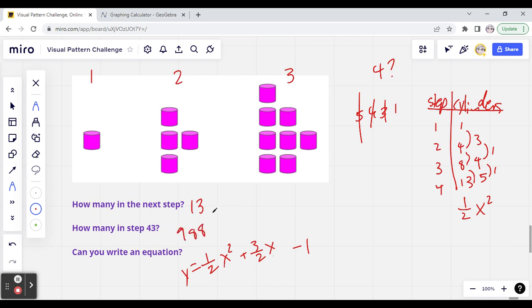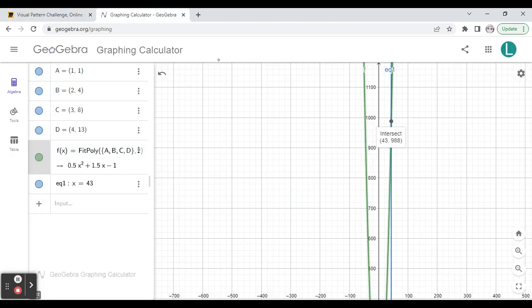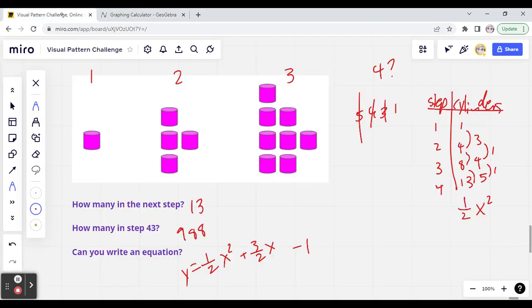So that is how to use GeoGebra when you come across a pattern that stumps you, where you're feeling really, really stuck and frustrated. So try out this fit poly thing. Graph the points, try out the fit poly, see if it works for you. It's a great tool. It's just geogebra.org. It's all free. So that is a little bit of work with this strange pattern and using a new tool to try to find an equation.